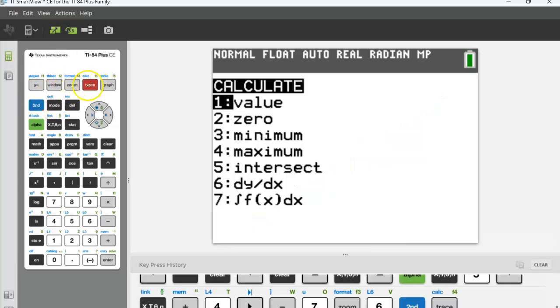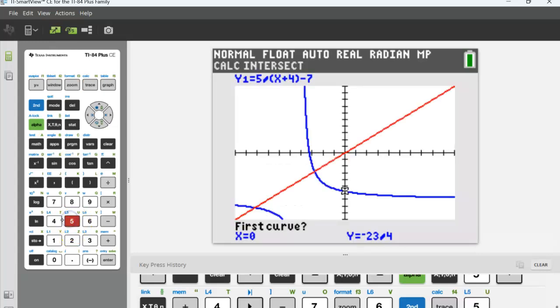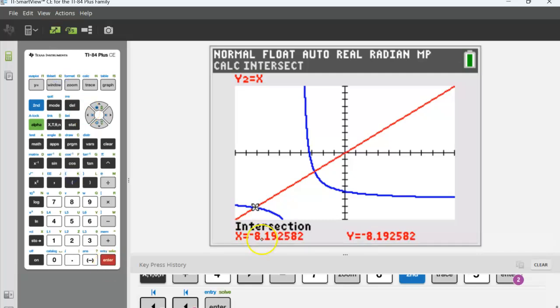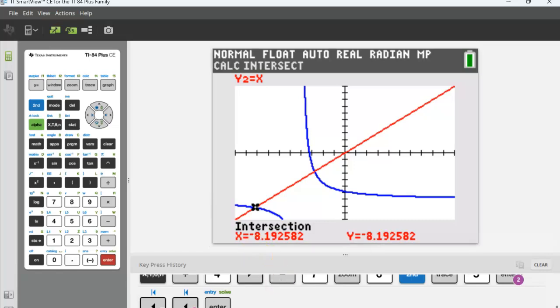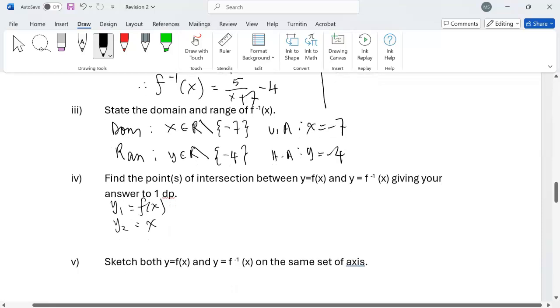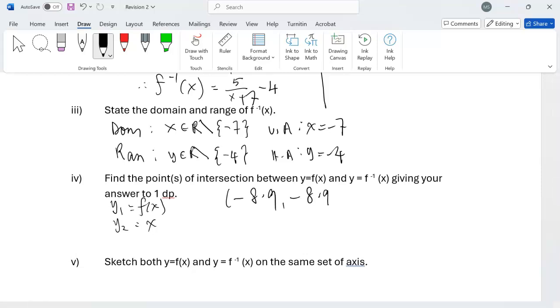Second, calculate intersection, number 5. First curve, enter. Second curve, enter. Bring it closer to the very left. Okay, and enter. So it's about -8.9, -8.9. So the first answer is -8.9. We want it in 1 dp, so -8.9 comma -8.9, the both must be the same, and the other one you can calculate again.